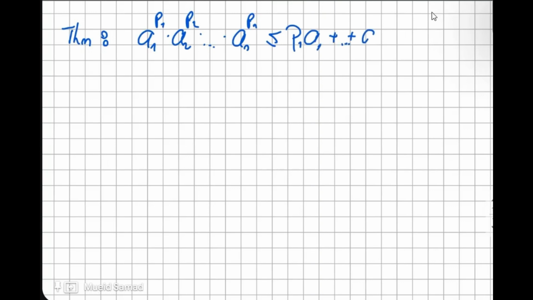Hello, today we want to talk about the AM-GM inequality with rational weights. So the inequality says the following. We have a1 to the power of p1 times a2 to the power of p2, and so forth till an to the power of pn. And this is smaller or equal to p1 times a1 till pn times an. So we condition on these pi's the following.